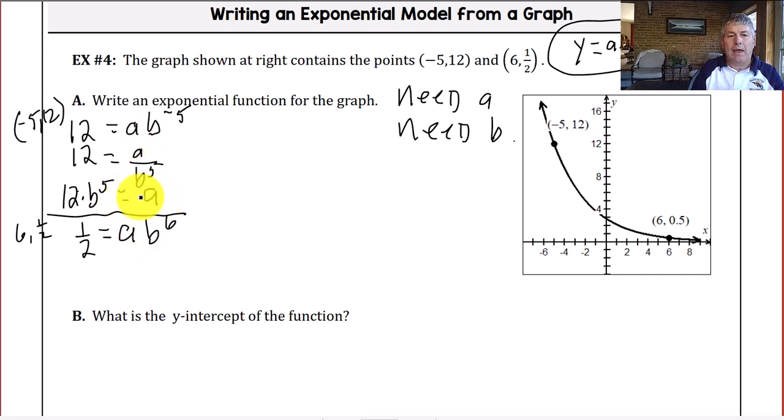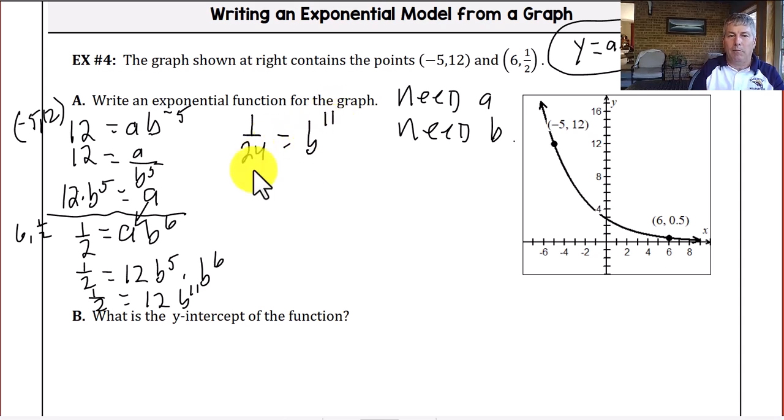Well, if I know a is 12 times b to the 5th, I can then use the substitution method. I'm going to put this a value into the other equation. So I get 1/2 equals 12b to the 5th times b to the 6th. So 1/2 equals 12 times b to the 11th. Now I can solve for b. If I divide both sides by 12, I get 1 over 24 equals b to the 11th. I take the 11th root of both sides to solve for b, and b is the 11th root of 1 over 24. So b is approximately 0.749. I had to use my calculator to get that, but that's what b is.